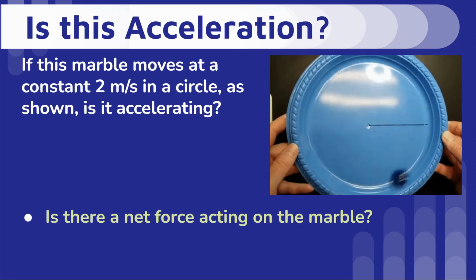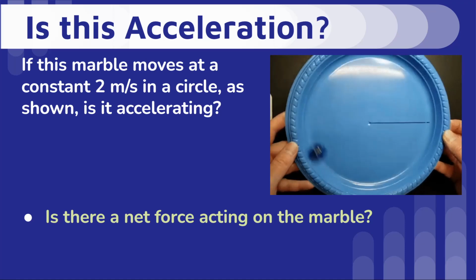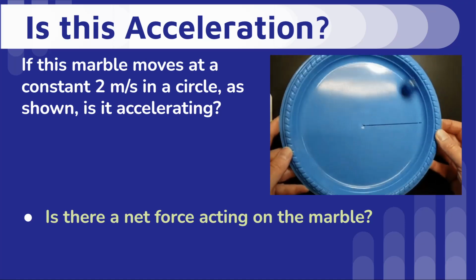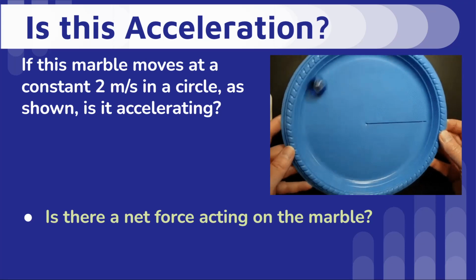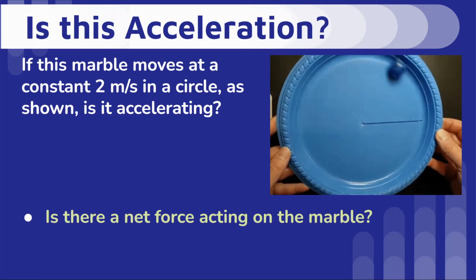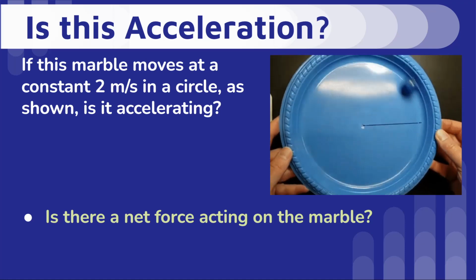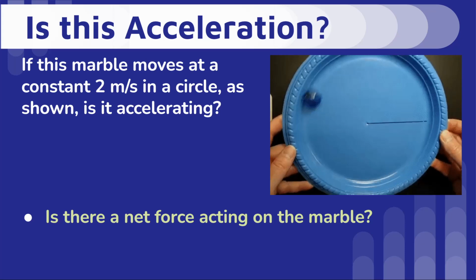And it's a similar idea here. Here there is a marble on a plate. And it says, if this marble moves at a constant 2 meters per second in a circle as shown, is it accelerating? Would I have acceleration in this example? I heard yes somewhere. Yes. Why do you say yes?